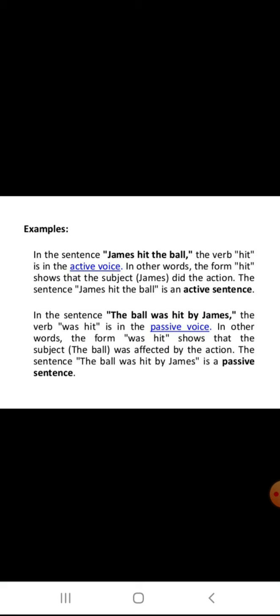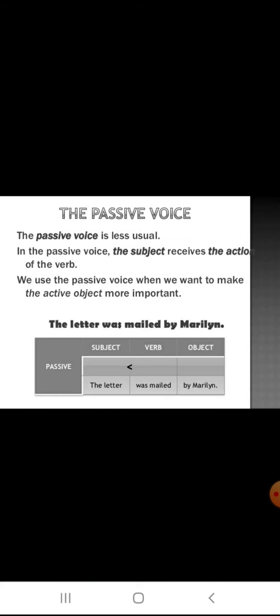In the sentence, the ball was hit by James, the verb was hit is the passive voice. In other words, the form was hit shows that the subject, the ball, was affected by the action. The sentence the ball was hit by James is a passive voice. In the passive voice we always use by. So, in the passive voice, subject will go as an object, object will go as a subject.